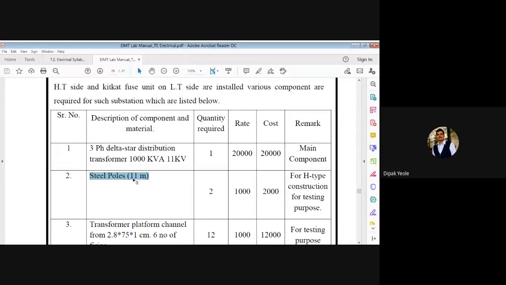Now the steel poles, we require two quantities because we have to form the H shape. Suppose this is one steel pole and this is another steel pole. So we require two quantities. The cost is nominal 1000, so we have to take 2000. Why do we require two quantities? For H type construction, for testing purposes.